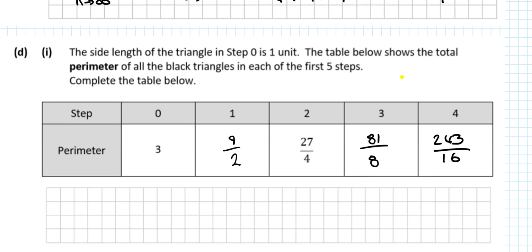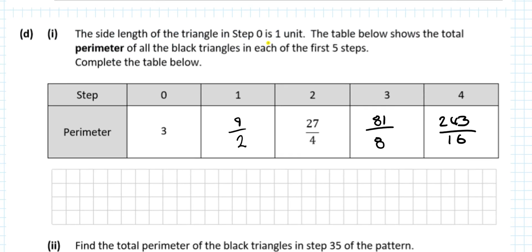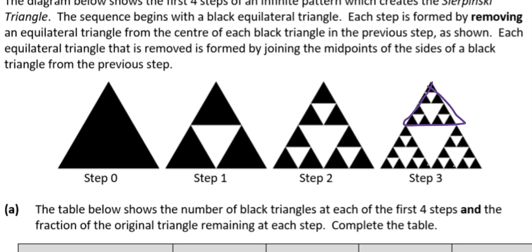The side length of the triangle in step 0 is 1 unit. The table below shows the total perimeter of all the black triangles in each of the first 5 steps. Complete the table below. So the perimeter, you know, the perimeter is the outside bit. Well, if that's 1, this is a half, 2 halves, 3 halves, 4 halves, 5 halves, 6 halves, 7 halves, 8 halves, 9 halves.